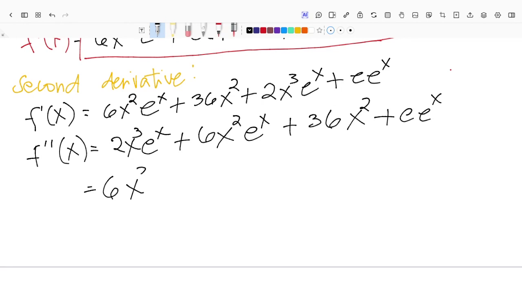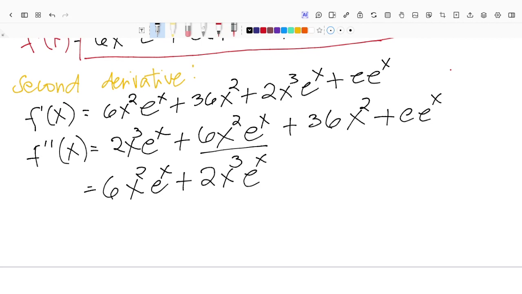6x squared e raised to x plus 2x cubed e raised to x. This answer here is for this term. And for this term, we also need to use the product rule.